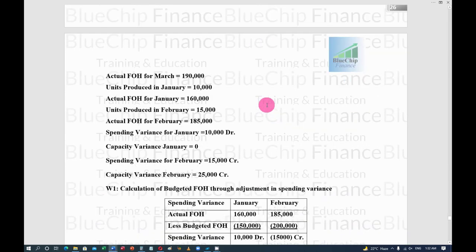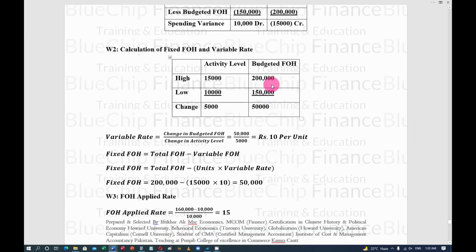So here the high-low method is used. So 2 lakh budgeted FOH at activity level of 15,000 and 1 lakh 50,000 budgeted FOH at activity level of 10,000. So change in budgeted FOH is 50,000 and change in activity level is 5,000. So divide these two, 50,000 divided by 5,000 equals rupees 10 per unit. That is your variable rate.